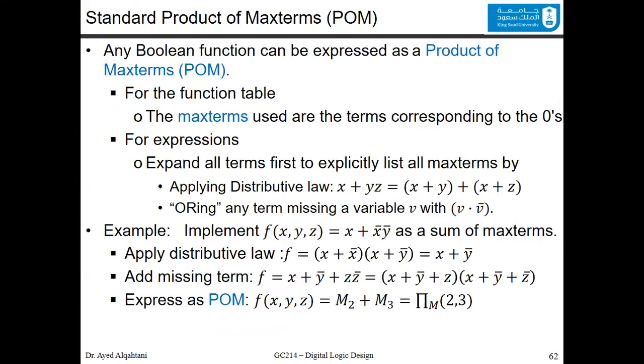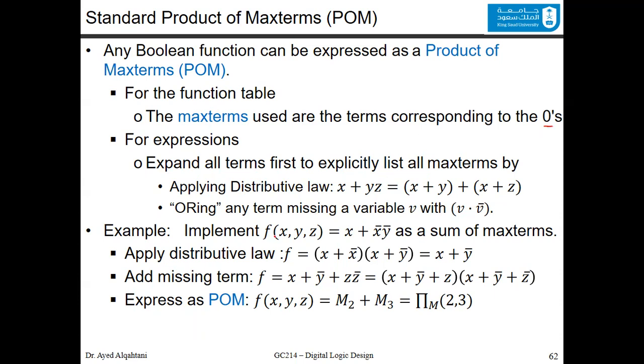Now, what about the max terms? We'll do the same thing for the max terms. Any Boolean function can be expressed as a product of max terms, which corresponds to zeros in the truth table. What you do, you expand all the terms first, to explicitly list all the max terms. By applying the distributive law first, and then after that, you or any term missing a variable with, for example, V and it with V bar. You compare this with the slide before, you will see the difference.